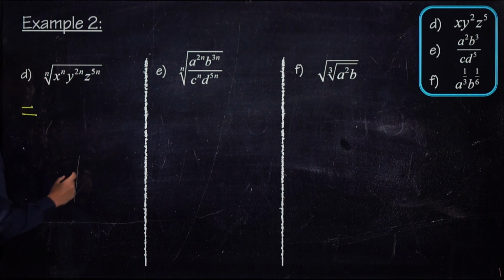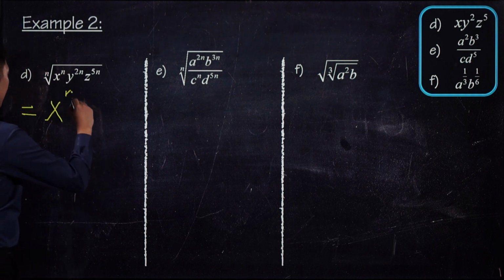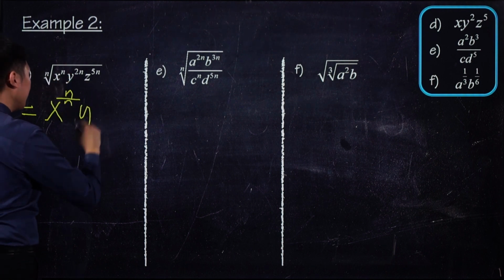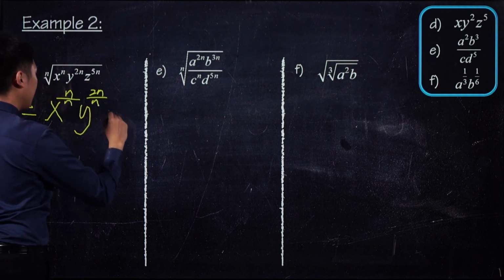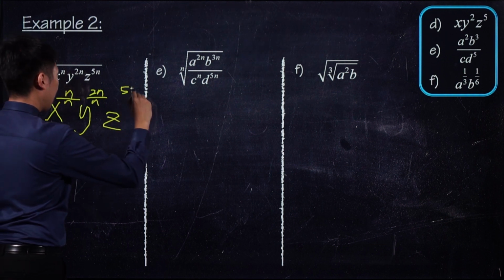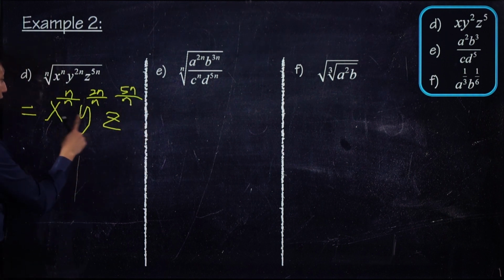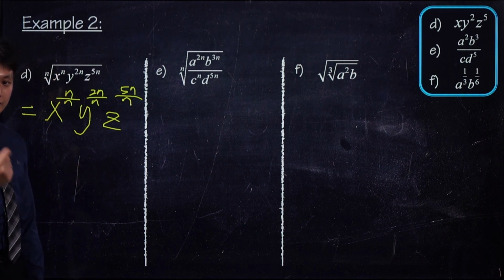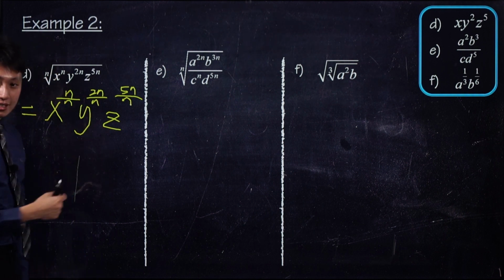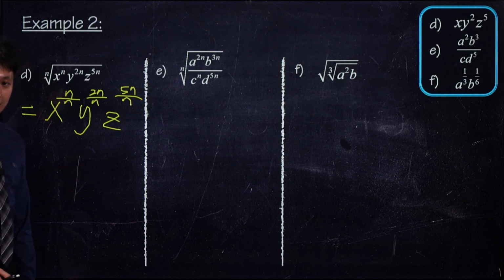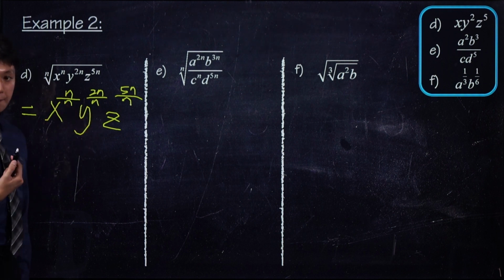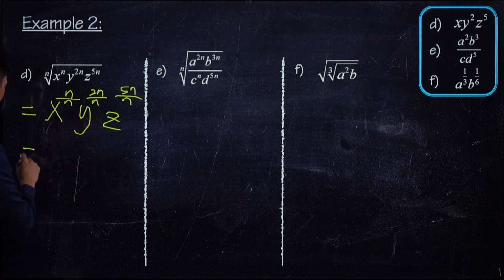Okay, so x to the power n over n, y 2n over n, z 5n over n. Can I write multiplication without the dot here? Actually you can, because it's x, y and z. It's not number and number. If it's number, it's advisable to write a dot here. Okay, thanks. So let's move on.